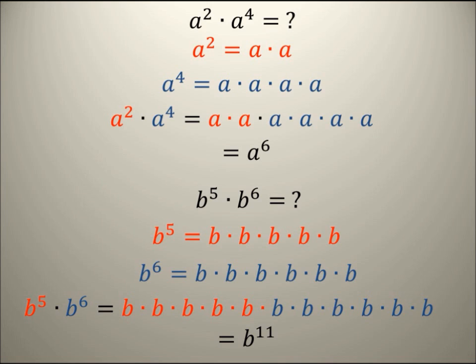Now, let's look at these a little bit more closely and see if we can see a pattern emerging. Here we have the first one, here we have the second one. Now focus on our answers, a to the power 6 and b to the power 11. Specifically focus on the powers. In the first one, you have the power 6. Now that 6 is simply the sum of the previous powers 2 and 4. With 11, that is simply the sum of the previous powers 5 and 6.